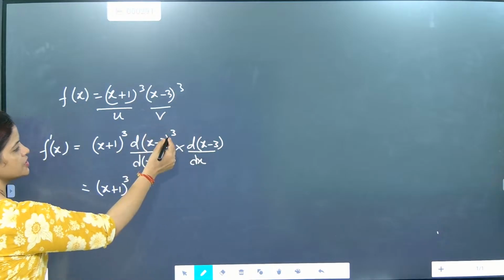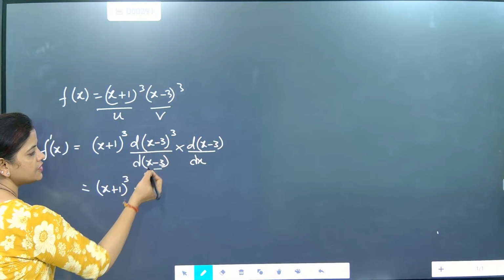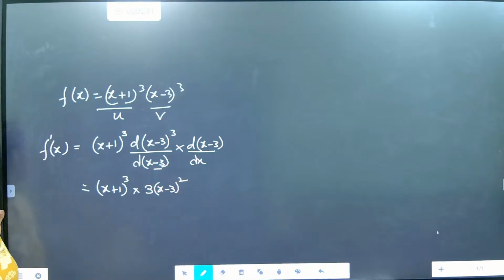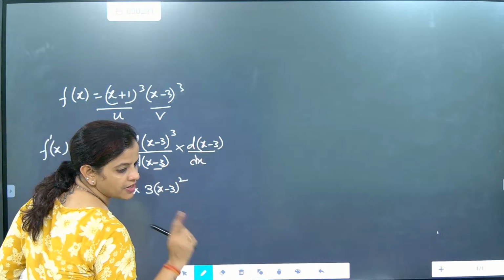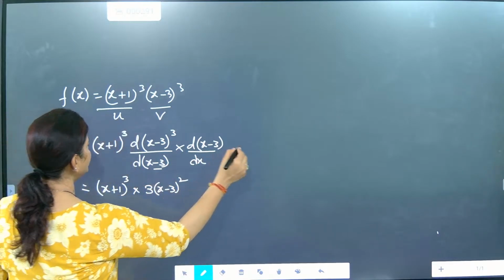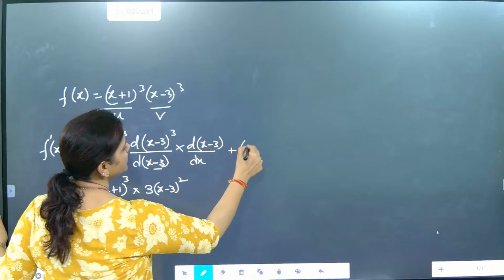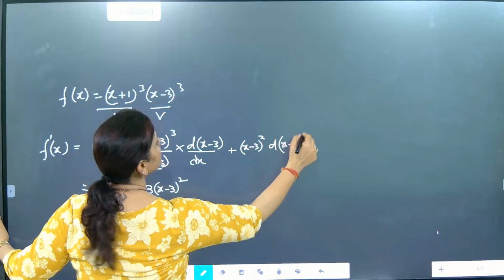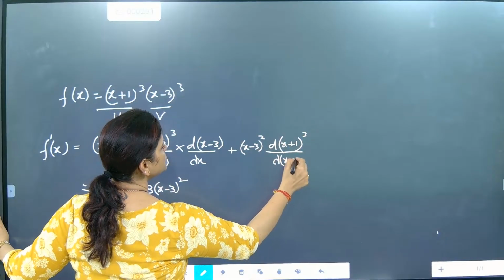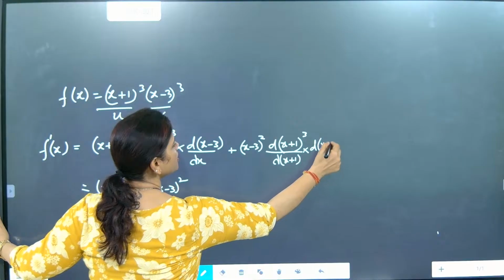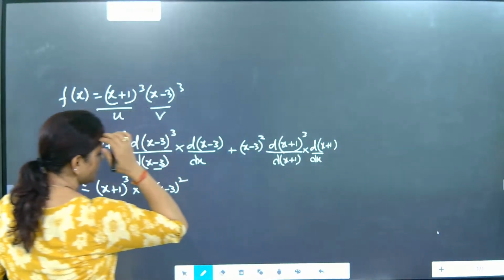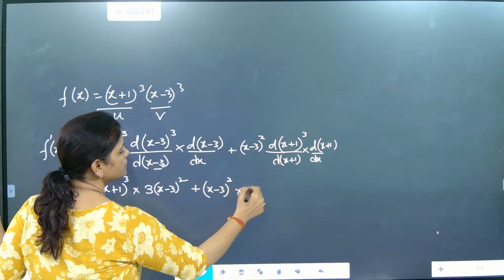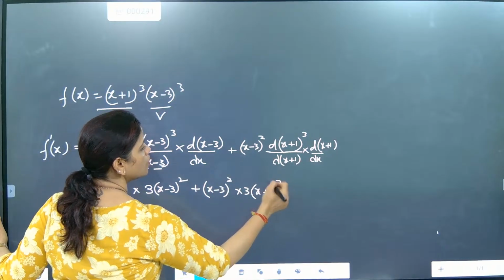Now the differentiation of this will become 3 times x minus 3 whole square. Understood? And the differentiation of x minus 3 will become 1. Now the remaining section. This time we will leave x minus 3 whole square and we will differentiate x plus 1 whole cube. Here the differentiation of x plus 1 is 1, so it is coming as x minus 3 whole square. The differentiation of this will become 3 times x plus 1 whole square.